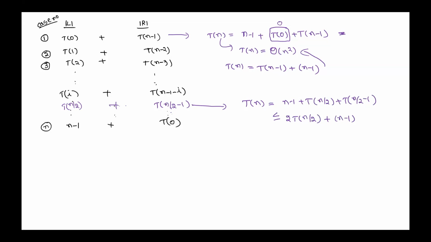Yes, sir. Okay. So, according to this, what is this value? T of n, by case 2 of the master theorem, we can apply the master theorem. What is the answer here? Big O of n log n. By case 2 of the master theorem, it is big O of n log n.